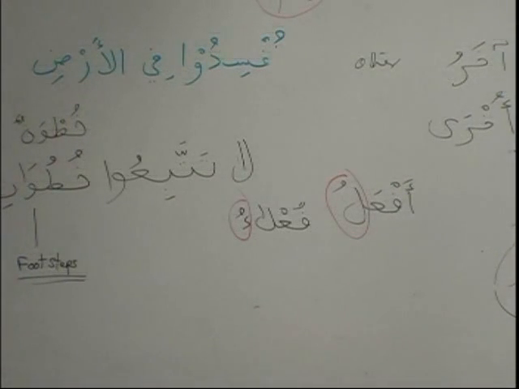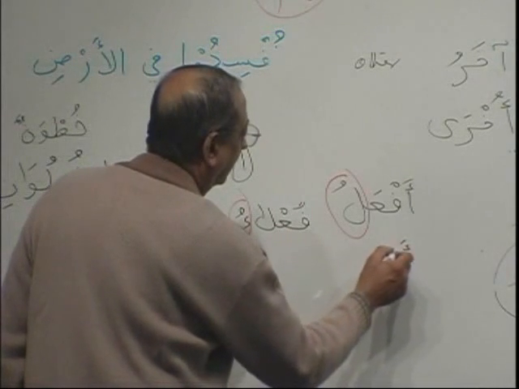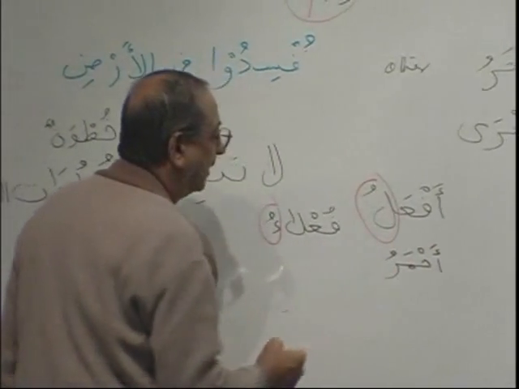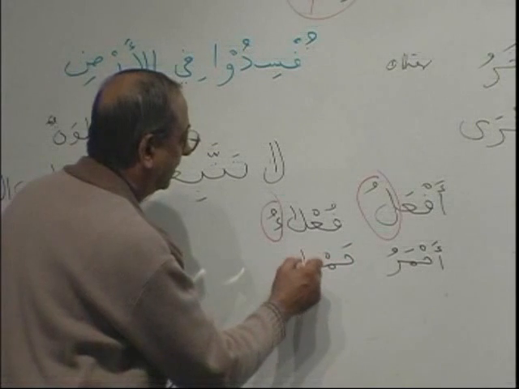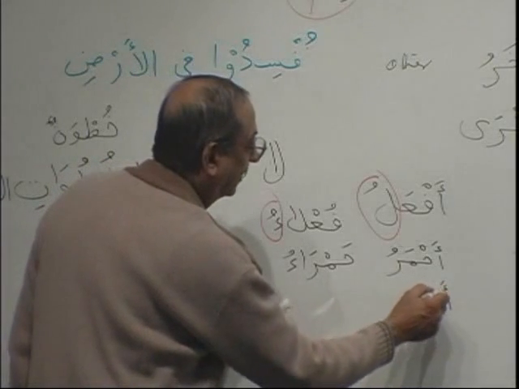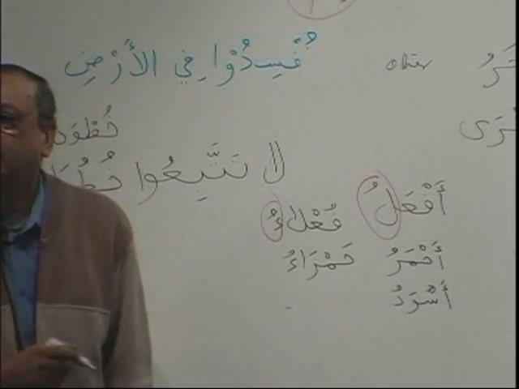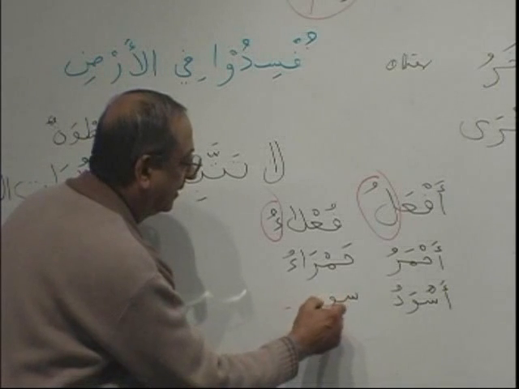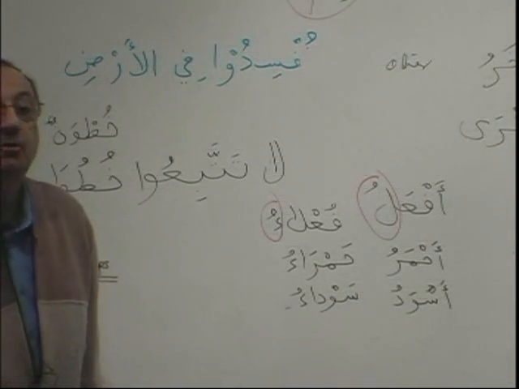Okay. Now, if you were to say Ahmaru, it will become Hamra'u. Are you with me? I will write it down again. Let's try to do something. Ahmaru will become Hamra'u. Are you with me, brother? Aswadu will become Saudahu. It's very easy if you follow the pattern. Akhdaru, green.